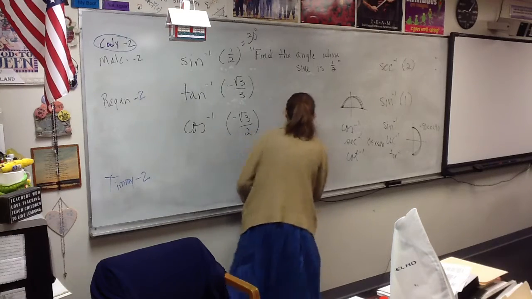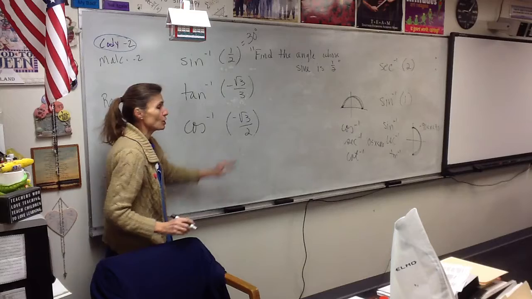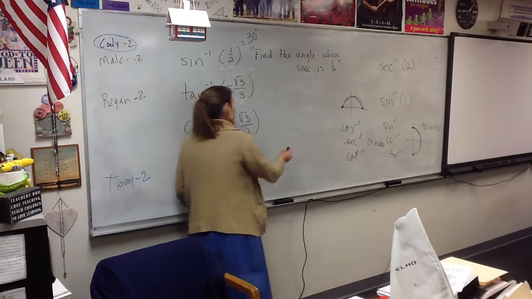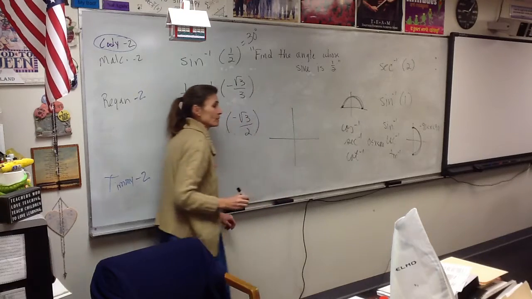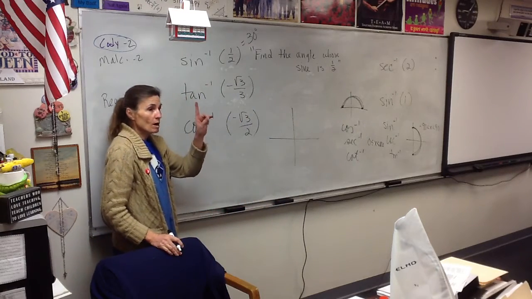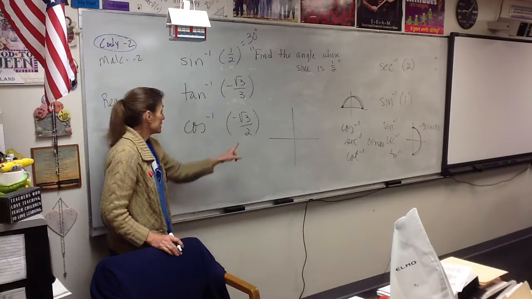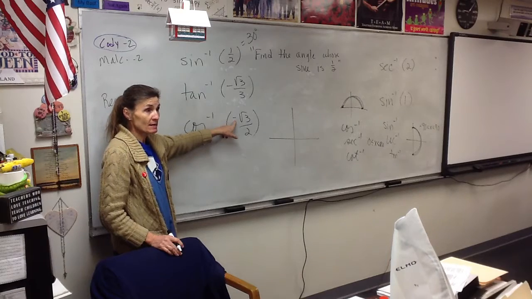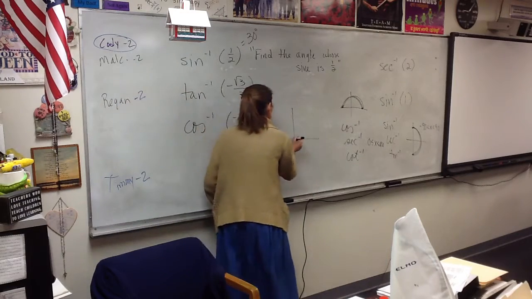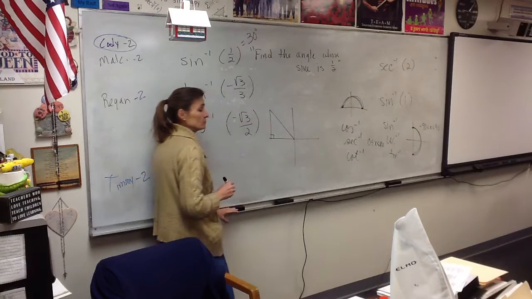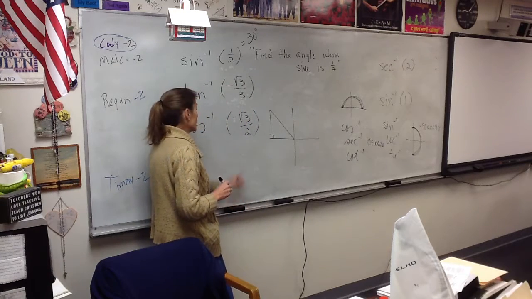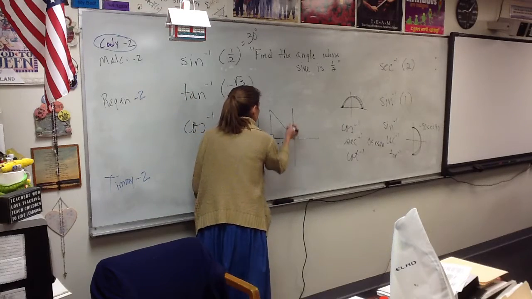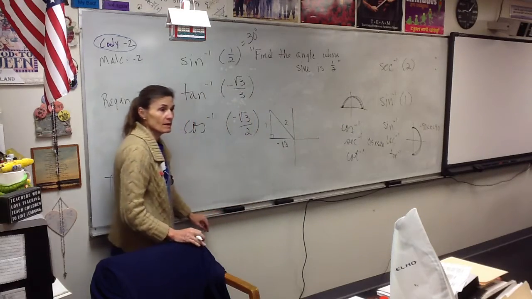This one says, we're going to find the angle whose cosine is negative root 3 over 2. Okay? Where will we look for that angle? Quadrant 1 or quadrant 2. Since that's a negative number, it will have to be quadrant 2. Negative root 3 over 2. So let's see, negative root 3 over 2. Does that look okay to everybody?